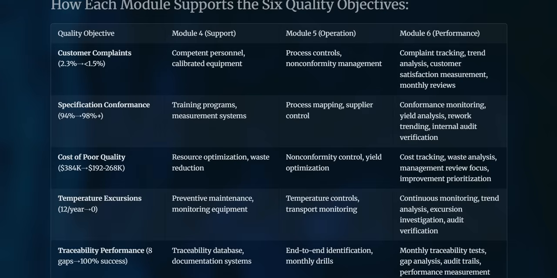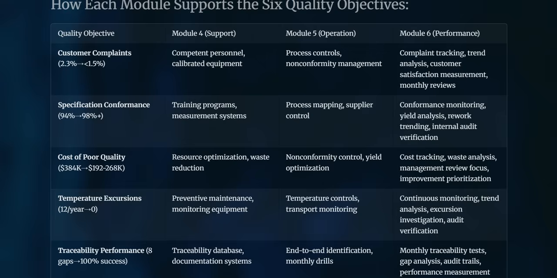The third objective is cost of poor quality reduction by 30 to 50%. From Module 4 support, we have resource optimization and waste reduction. From Module 5 operations, we have non-conformity controls and yield optimization. Then from Module 6 today, performance, we will have cost tracking, waste analysis, management review focus, and improvement prioritization.